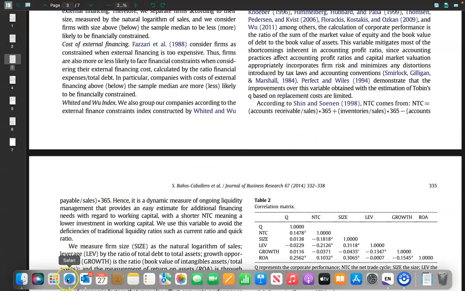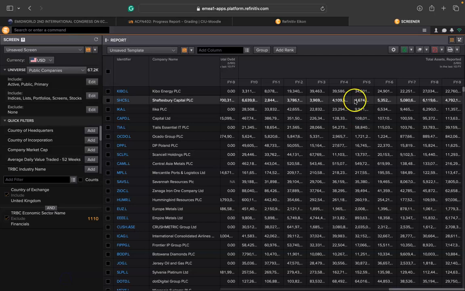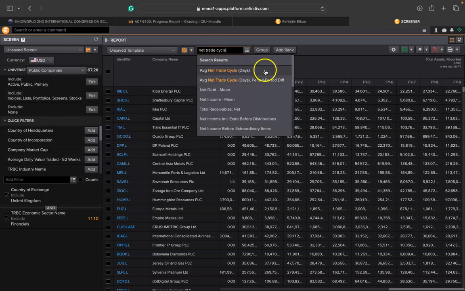Now at Eikon we have a thing which we called the average NTC. So net trade cycle. If you don't have this ratio, you need to calculate by yourself. So average net trade cycle, as we have over here, is the sum of average inventory days, average receivable collection days, minus average payment payables days for the fiscal period.